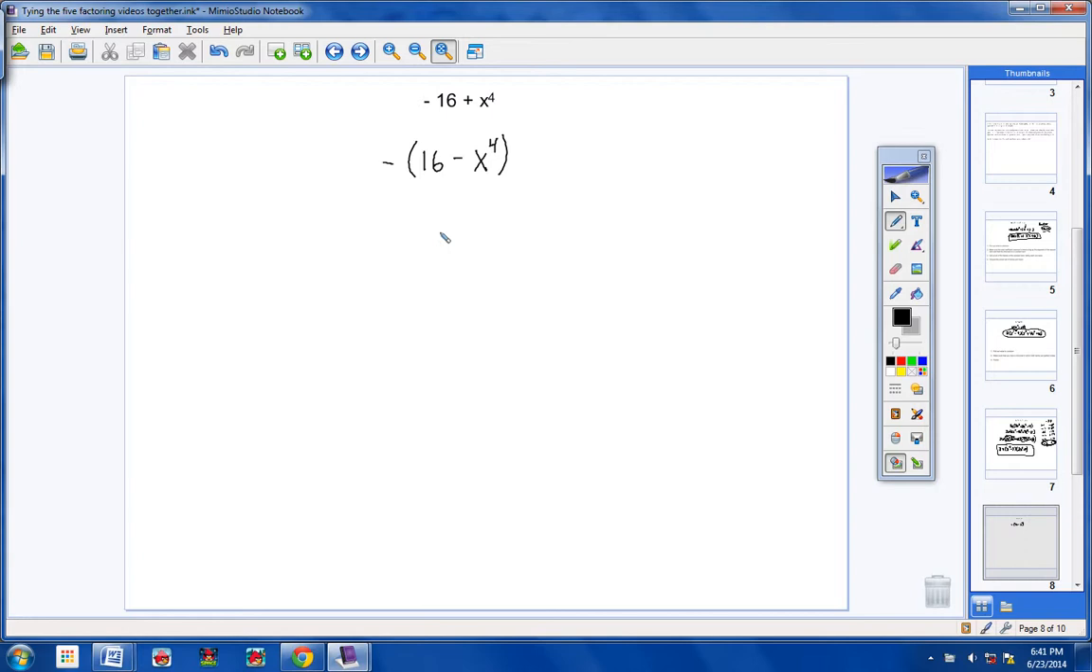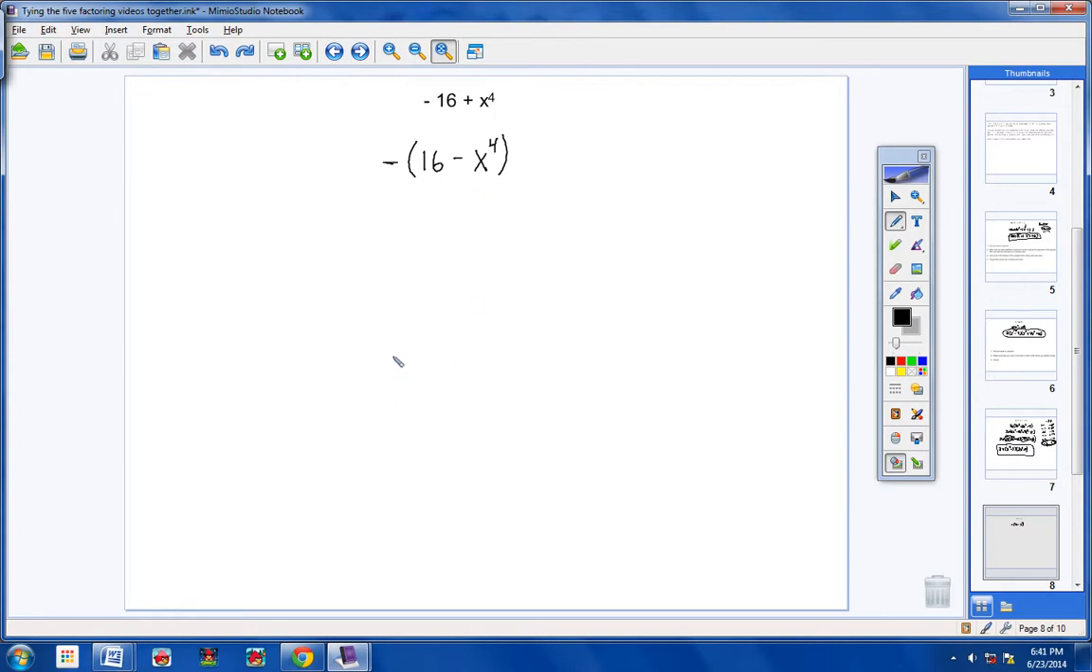Okay? Now, let's see if that's right. If I were to take this negative sign and multiply it back through, I would get a negative times a positive is a negative 16, and a negative times a negative is a positive x to the fourth. So I just factored out a negative sign. If that's confusing to you, then look at it like this. We factored out a negative 1. Same thing, okay?